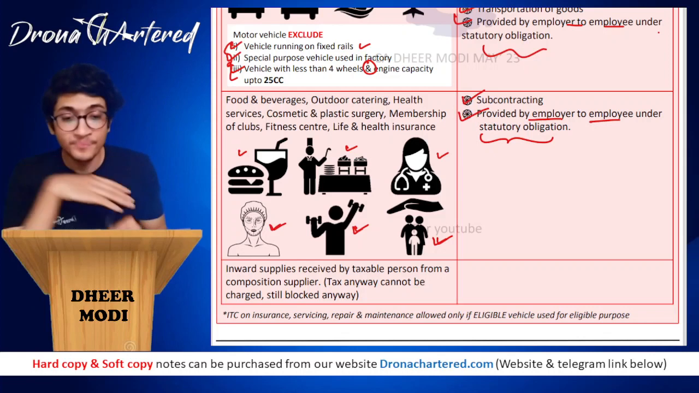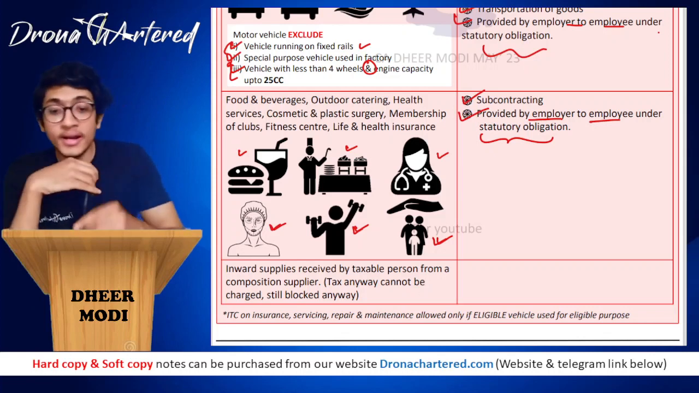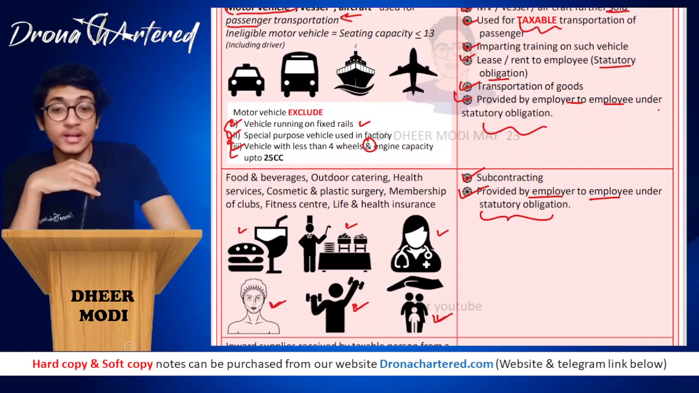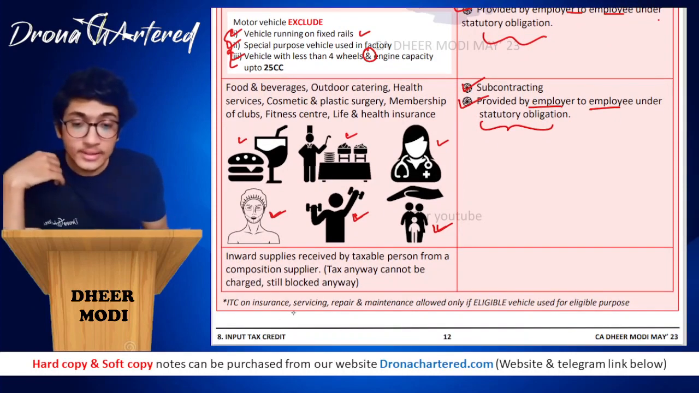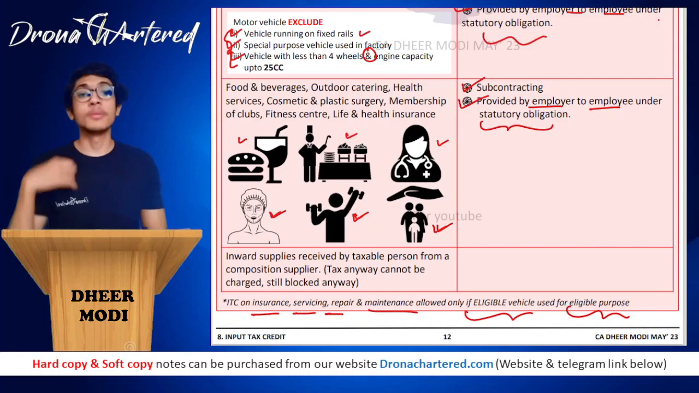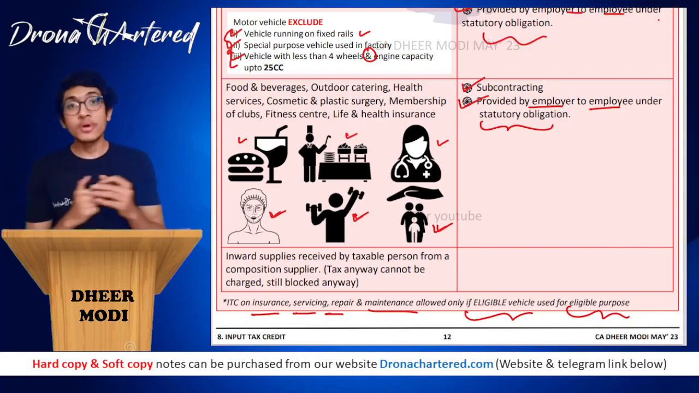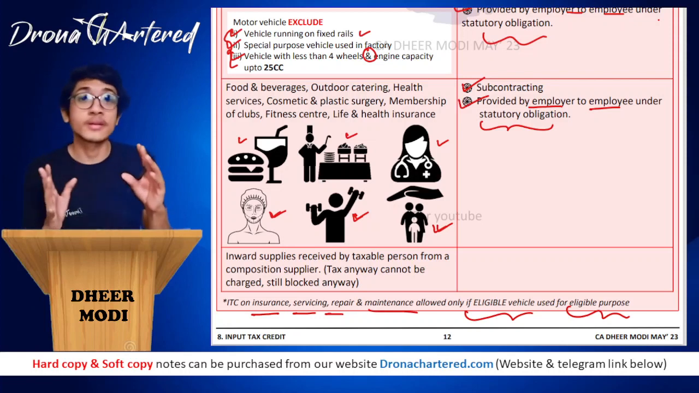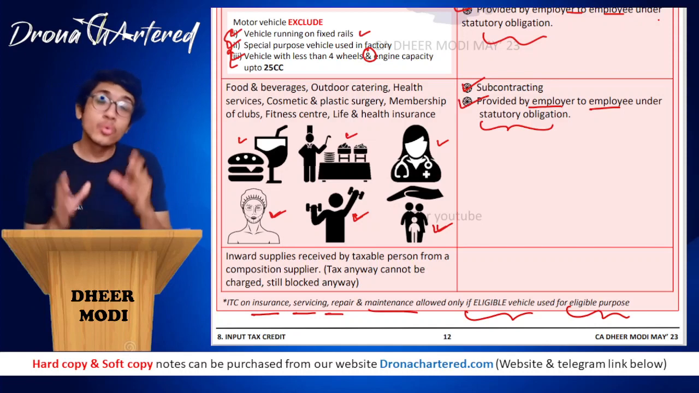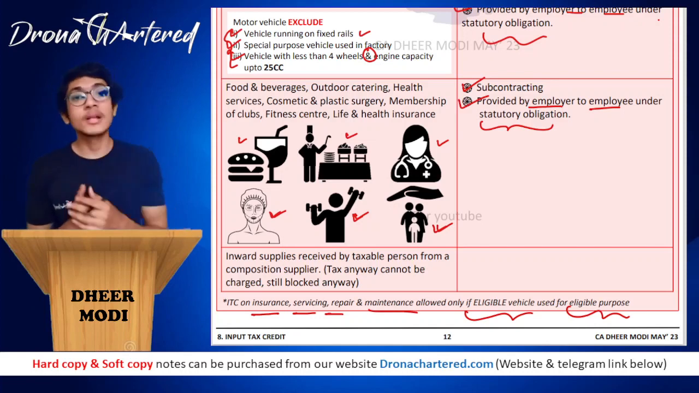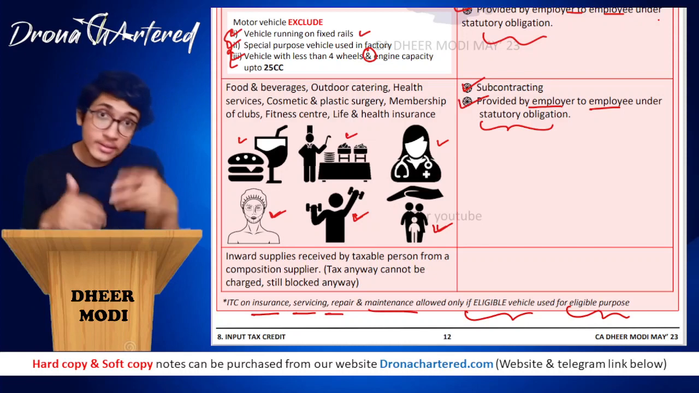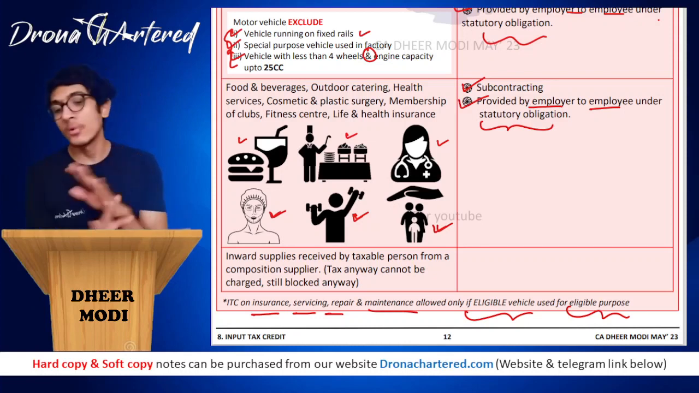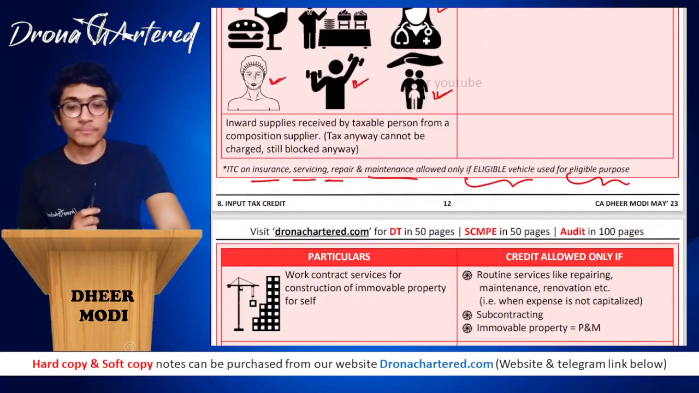Okay. Now, if you remember, I had put a star mark over here on the motor vehicle, vessel, and aircraft. Any ITC on insurance, servicing, repair, and maintenance will be allowed only if the eligible vehicle is used for eligible purpose. That is, the vehicle ITC is not allowed, that we already studied. But any expense that you do on the vehicle in the form of insurance, repair, etc., that ITC will be allowed only and only if ITC has been allowed on the vehicle itself. Only then ITC on further expenses on that vehicle will be allowed, otherwise it will not be allowed.